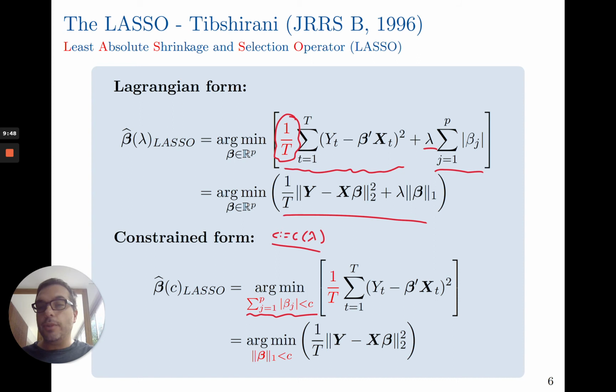So we are going to work with one form or the other to derive some results, depending on what we want to show, but this will be totally clear over the slides.